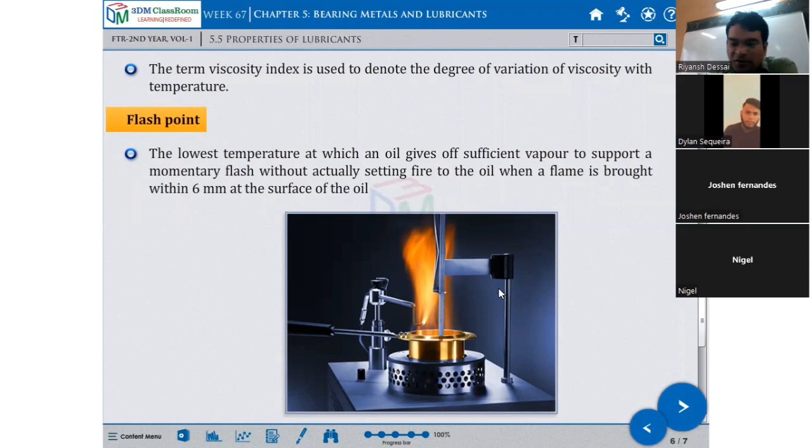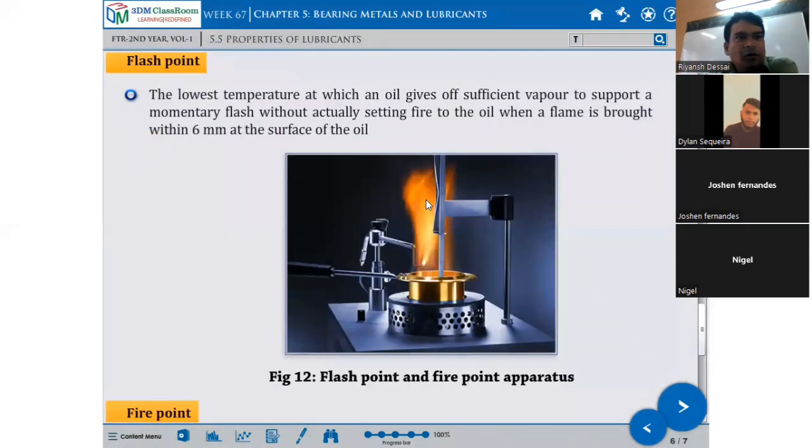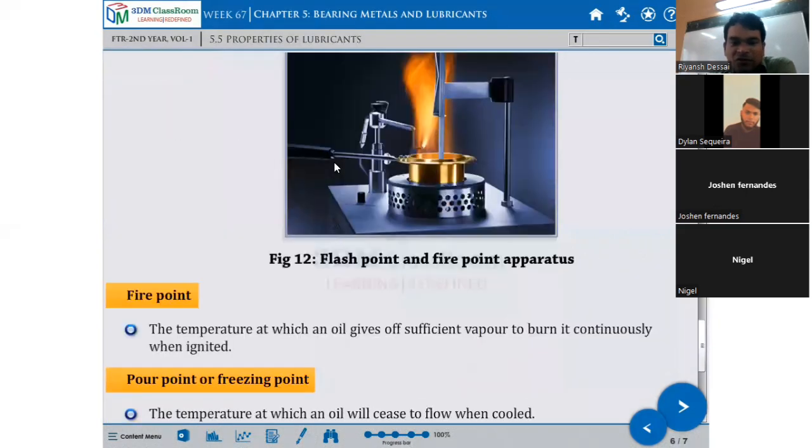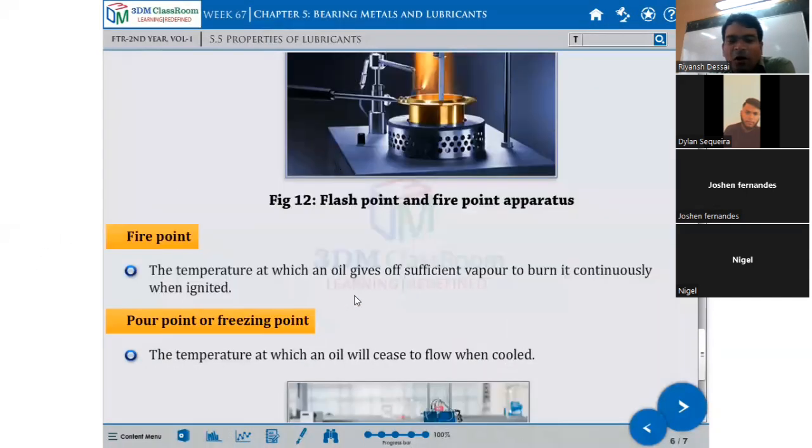The picture is shown here. See, the fumes have started coming off the oil. That is called the flash point. It is the lowest temperature at which the oil gives off sufficient vapor to support a momentary flash without actually setting fire. It does not catch fire, but it starts giving fumes. Fire point means the temperature at which oil gives off sufficient vapor to burn continuously when ignited. So when the vapor is ignited, it will catch fire. That is the fire point of the lubricant.